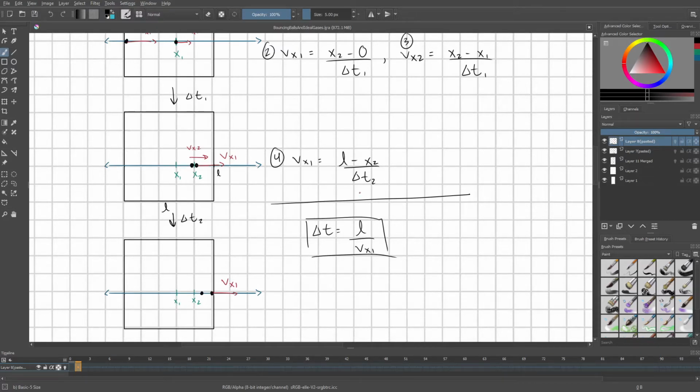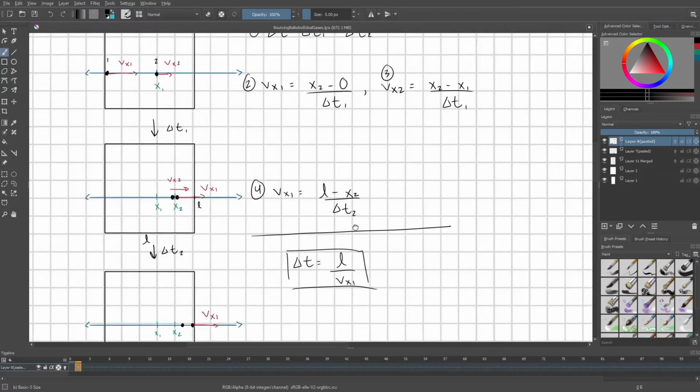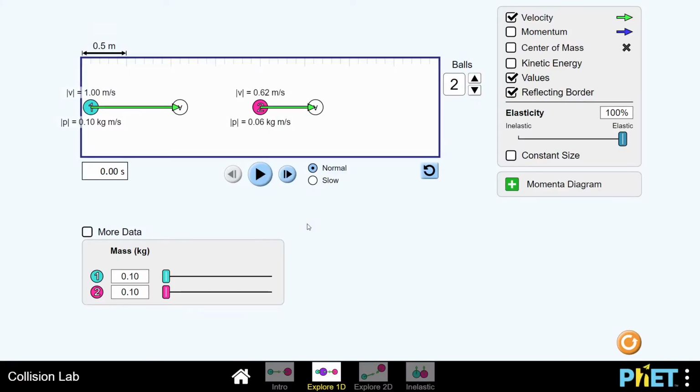Now that we're completely good on that, we have to consider the two different situations that can happen. Even though I can break this process into time chunks of L over Vx1, the same events aren't necessarily going to happen in each of those time chunks.